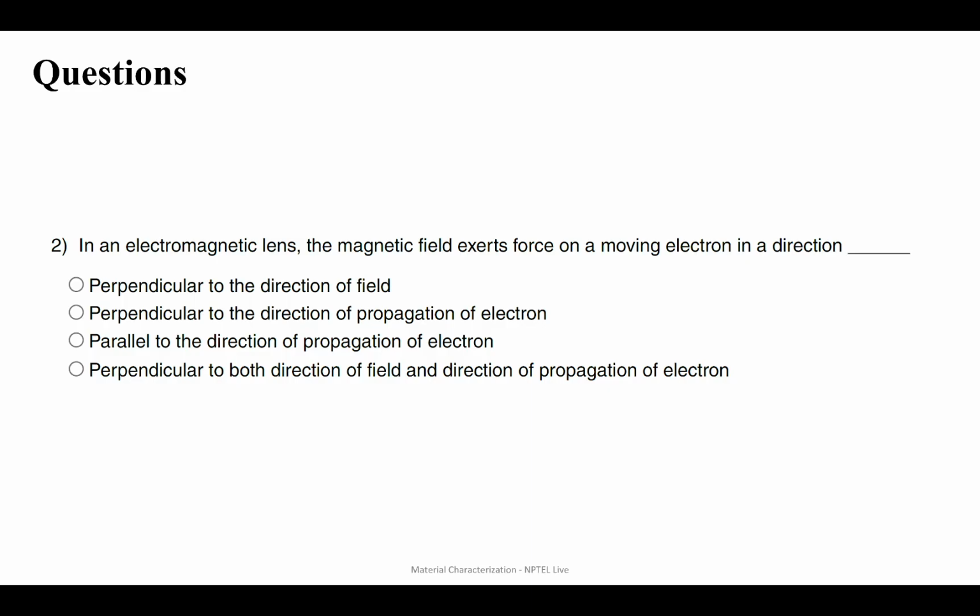In an electromagnetic lens, the magnetic field exerts force on a moving electron in a direction: perpendicular to the direction of field, perpendicular to the direction of propagation of electron, parallel to direction of propagation of electron, perpendicular to both direction of field and direction of propagation of electron. That is correct. The answer will be D, perpendicular to both direction of field and direction of propagation of electron.